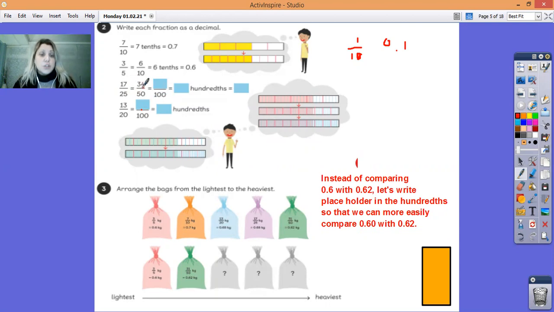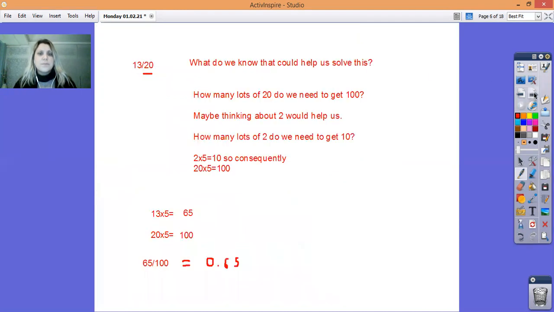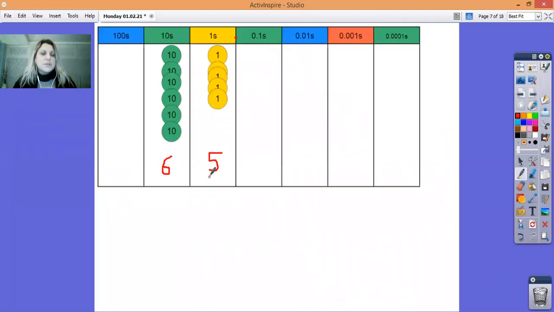17 times 2 will equal 34, and then consequently 34 times 2 will equal 68. So now we know that we have 68/100, so that will be 68 hundredths. That will again equal 0.68.